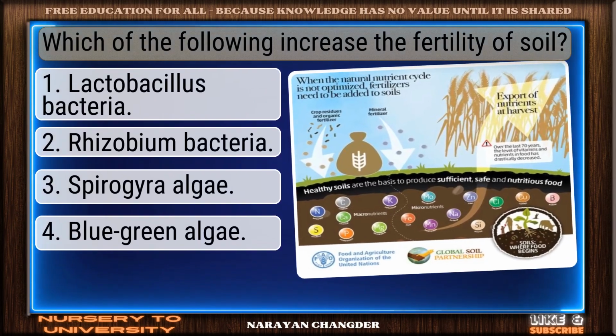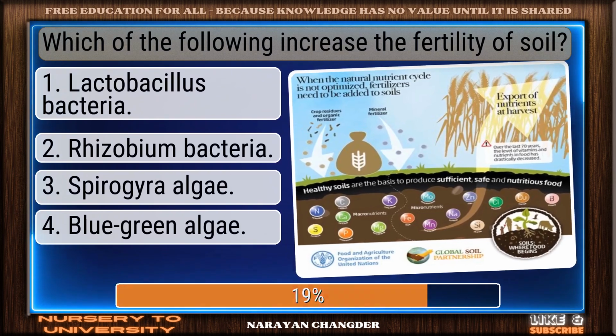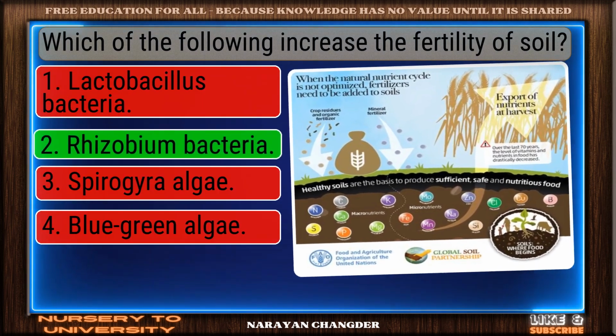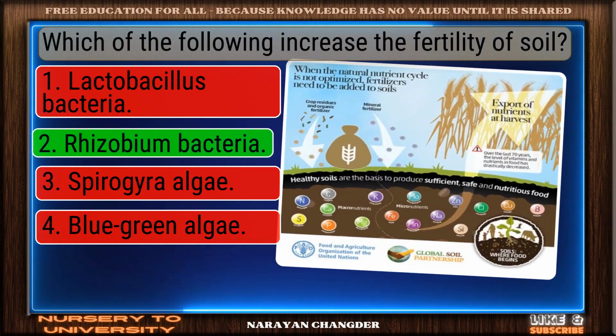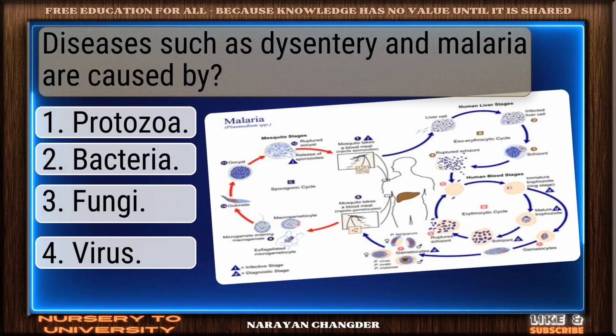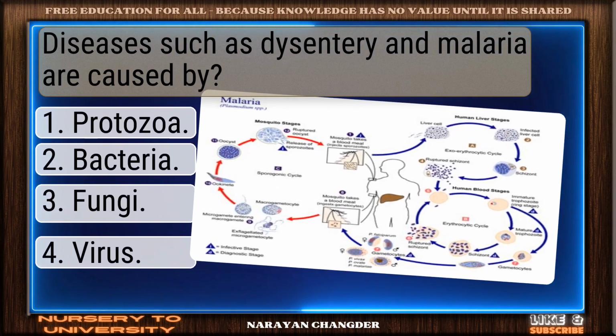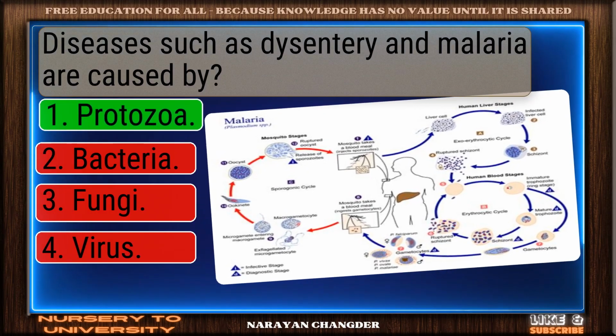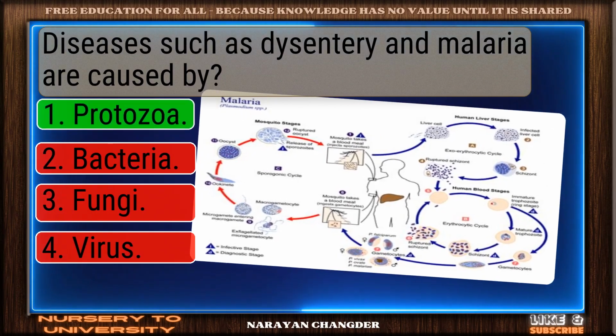Which of the following increase the fertility of soil? Strong choice. Rhizobium bacteria is the right answer. Diseases such as dysentery and malaria are caused by... Exactly. Protozoa makes sense and it is right choice.